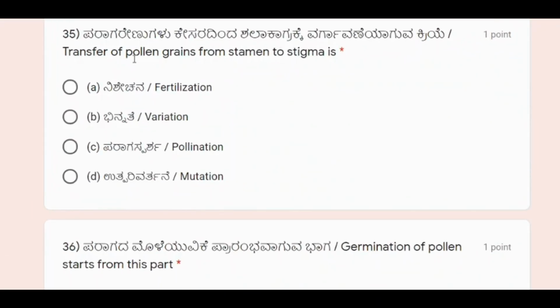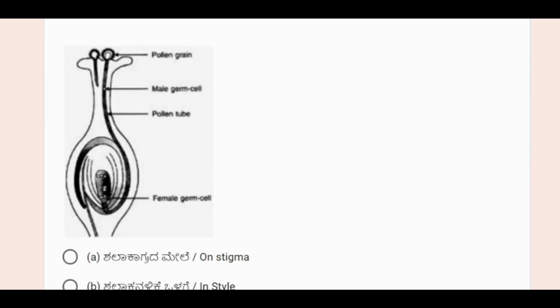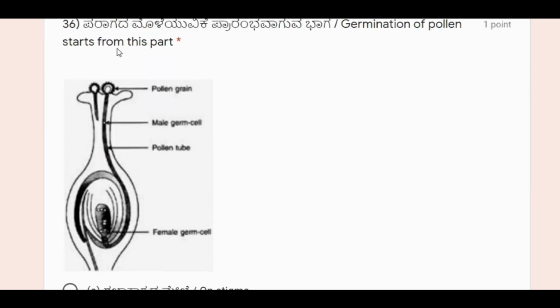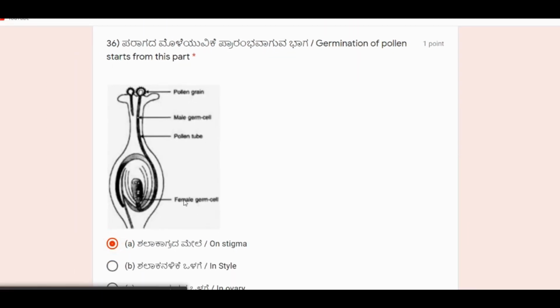35th question. Transfer of pollen grains from stamen to stigma is A fertilization, B variation, C pollination, D mutation. Correct option is C, pollination. Pollination is transfer of pollen grains from stamen to stigma. 36th question. Germination of pollen starts from this part of a flower: on stigma, in style, in ovary, on anther. Correct option is A, on stigma.